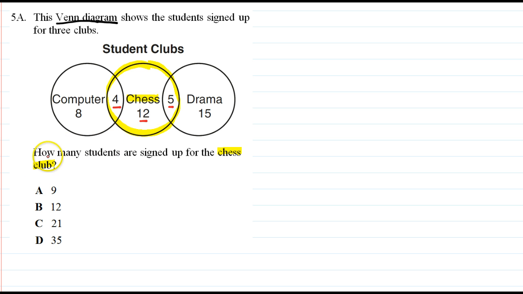So read the question again. How many students are signed up for the chess club? So it wants to know how many total. So this is just 4 plus 12 plus 5. And so that's going to give us 16 plus 5, which is 21. Try 5B on your own.